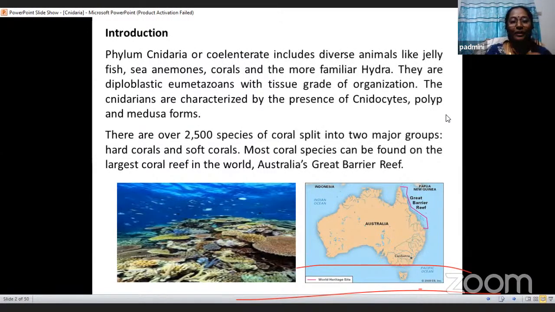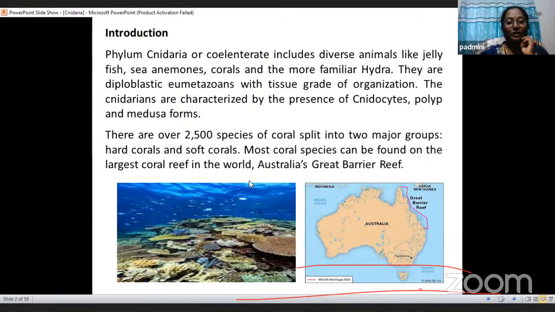You find almost 2,500 species of coral, split into two major groups: hard corals and soft corals. Most of the corals can be found on the largest coral reef in the world, in Australia, also called Australia's Great Barrier Reef. When you swim inside the ocean there, you can see all this coral reef. It's almost like a basement where you have thousands and thousands of corals embedded on it.